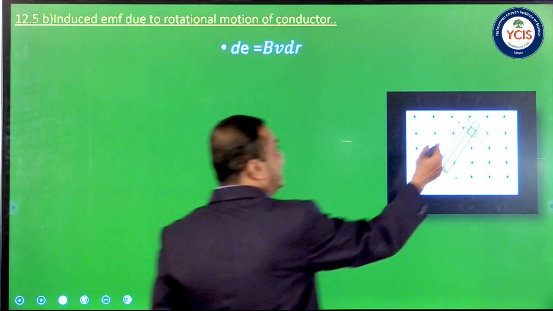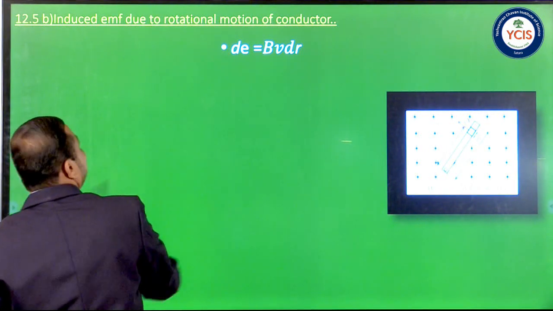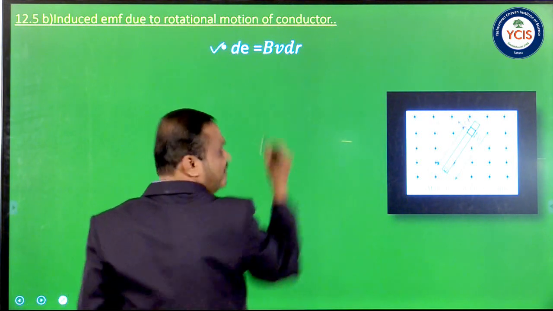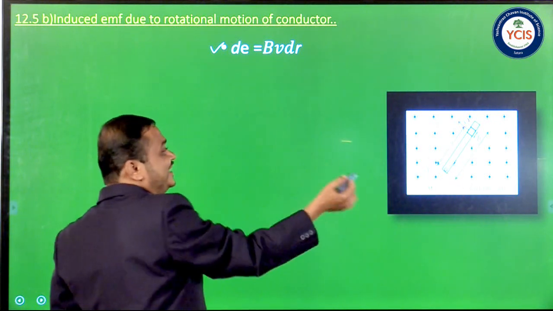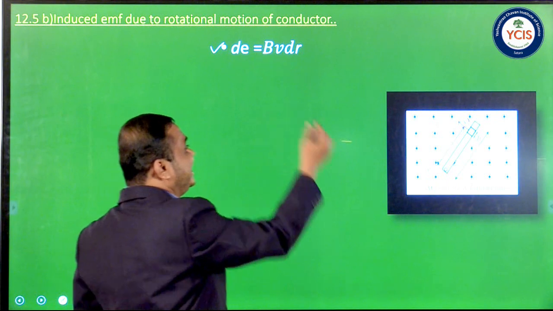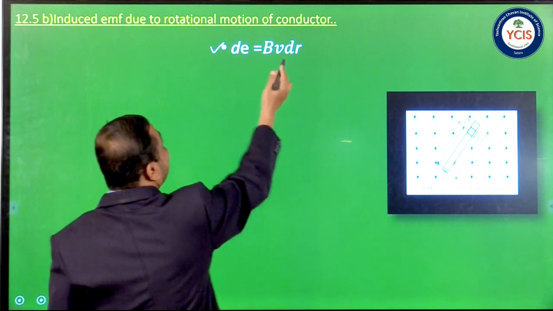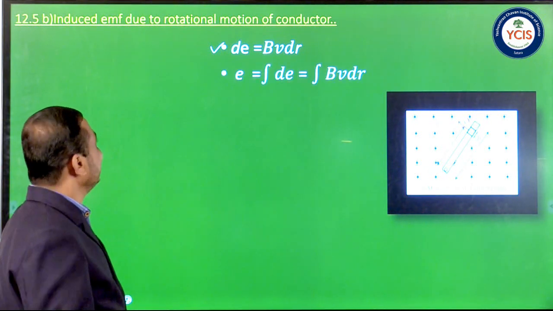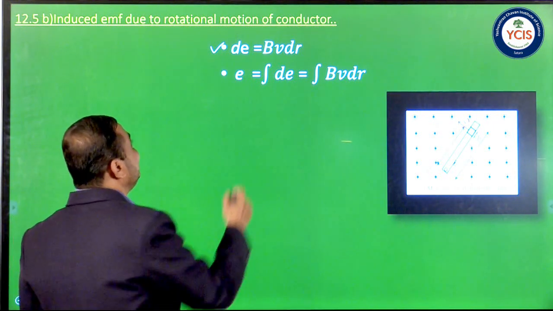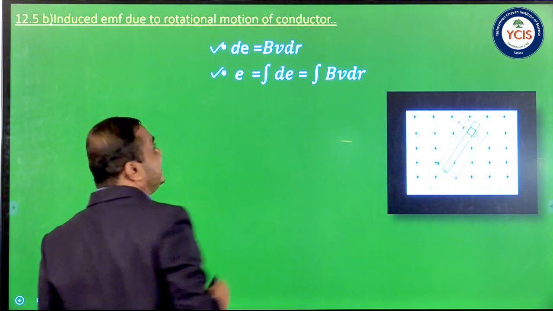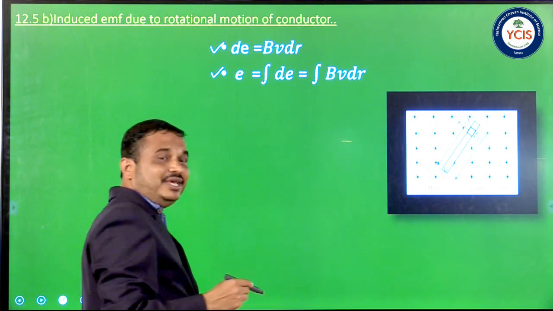We know the induced EMF in that element, say dE, is equal to B v dr. We know that BLv, where B is the magnetic field induction, v is the linear velocity of that element, and dr is the length of that element. So by the previous expression we have dE equal to B v dr. Now the total EMF induced in the entire conductor is given by the integration of dE. Therefore we have E equal to the integral of dE, which is equal to the integral of B v dr.